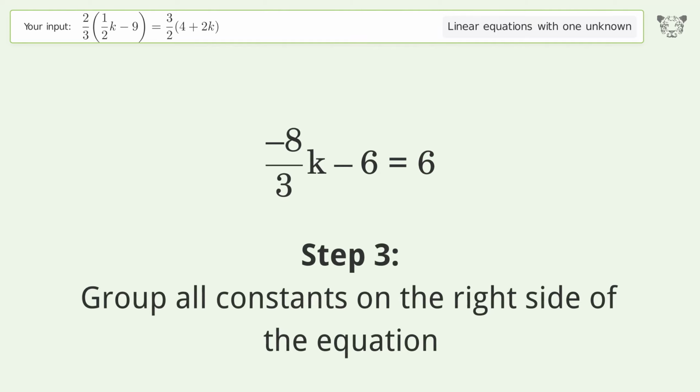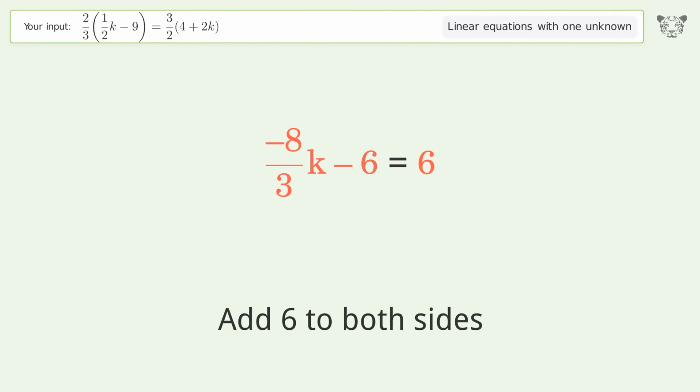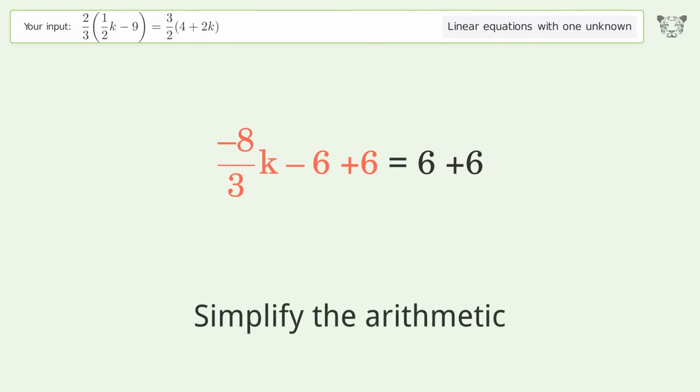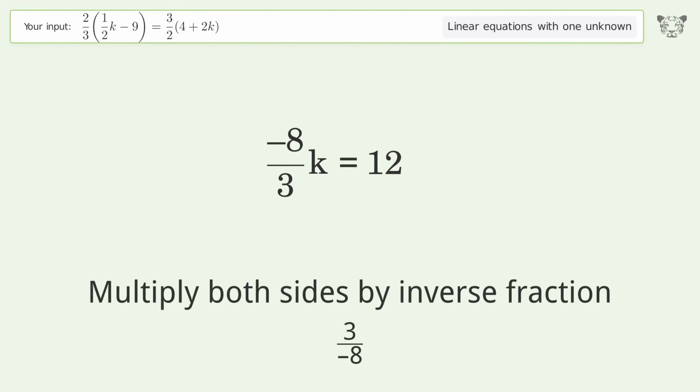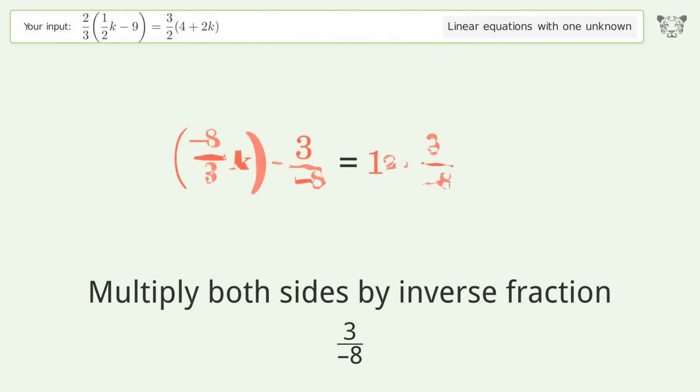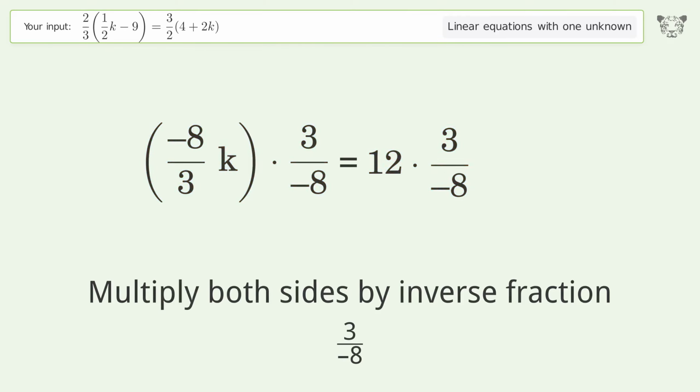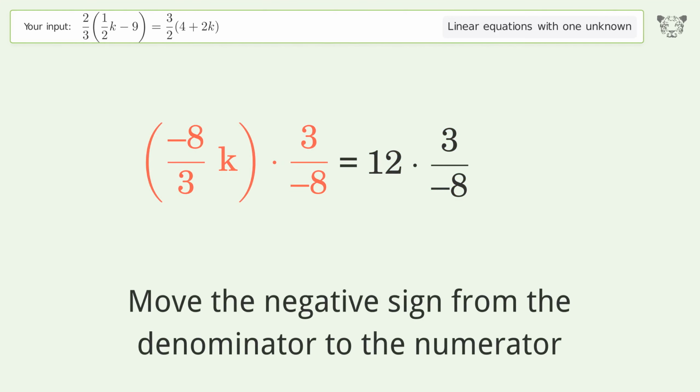Group all constants on the right side of the equation. Add 6 to both sides. Simplify the arithmetic. Isolate the k. Multiply both sides by inverse fraction 3/8. Move the negative sign from the denominator to the numerator.